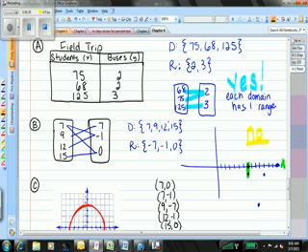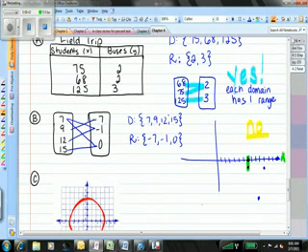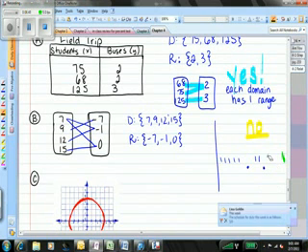Right. And if you can make a list of coordinates, then do you also have the skills that you need to make a mapping diagram? Yes. Okay, so if they give you a graph, you have the skills it takes to make a mapping diagram. Yes, that's our mapping diagram.